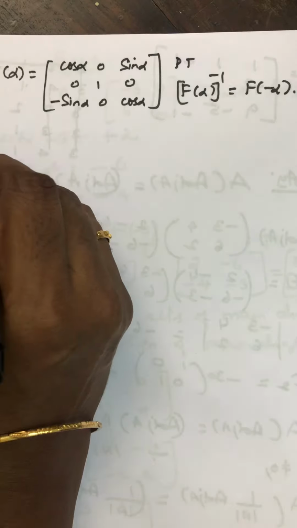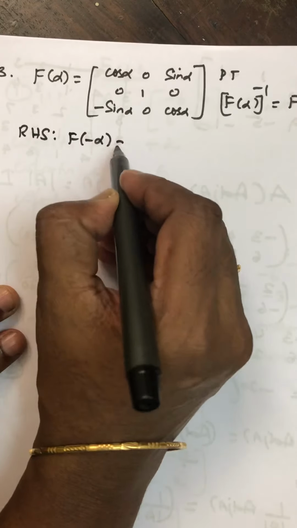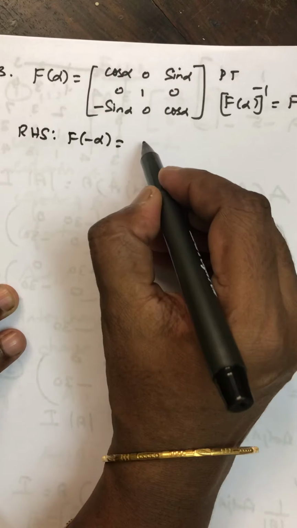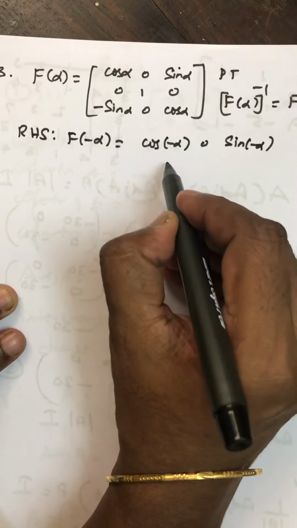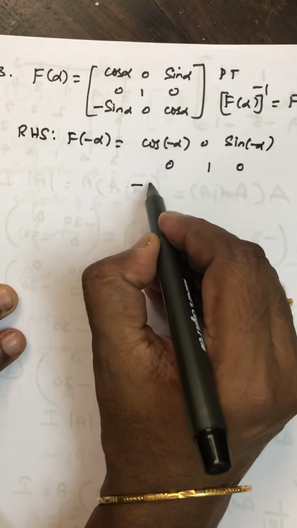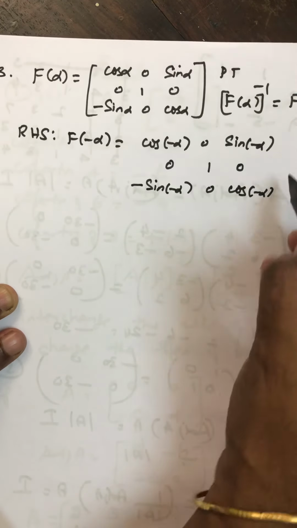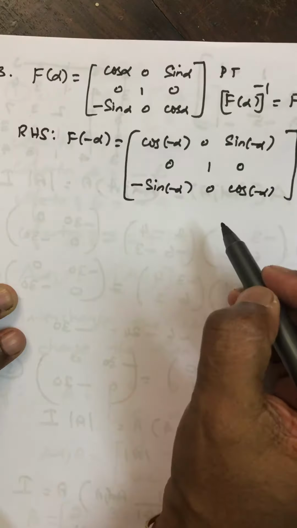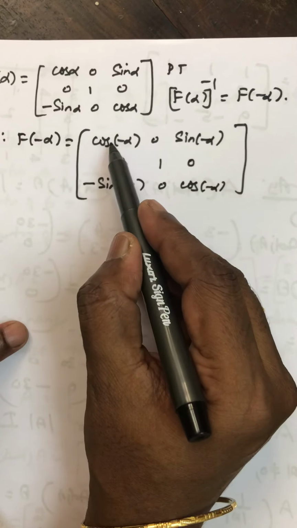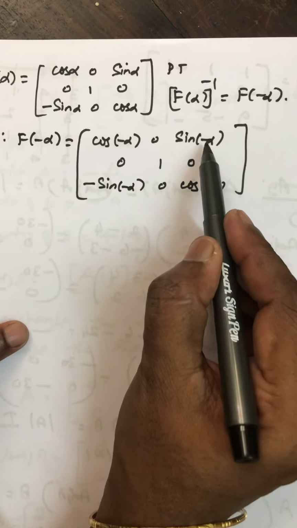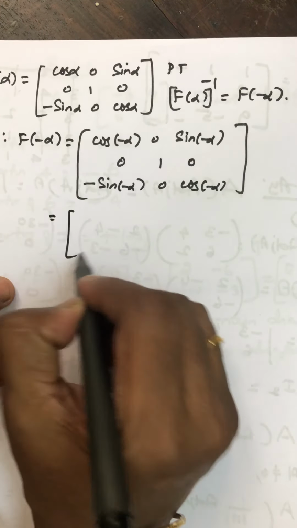So let me take the right hand side first. Suppose I write right hand side. What is f of minus alpha? Let us replace alpha by minus alpha. So what will we get? It is cos of minus alpha 0, sin of minus alpha; 0, 1, 0; minus sin of minus alpha 0, cos of minus alpha. You know that already. Cos theta is an even function, sin theta is an odd function. If it is even, cos of minus alpha is cos alpha. If it is odd, sin of minus alpha is minus sin alpha. So let us rewrite the answer.